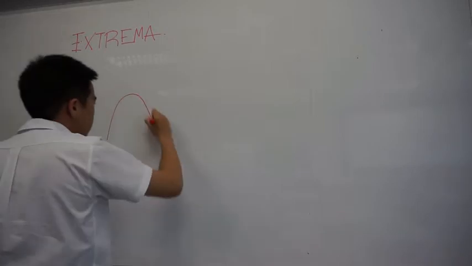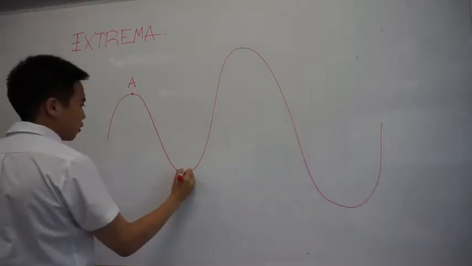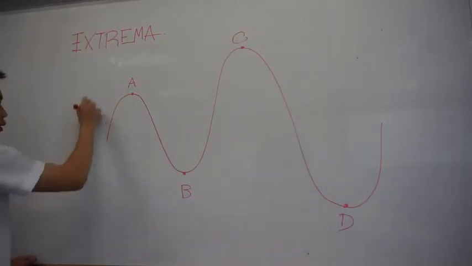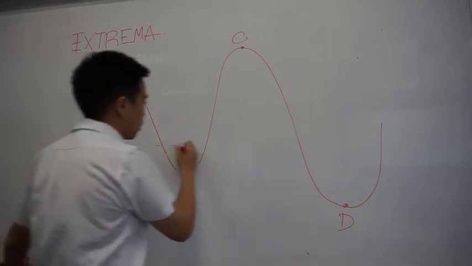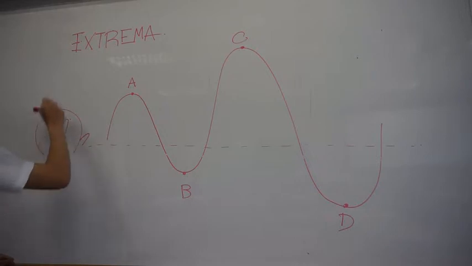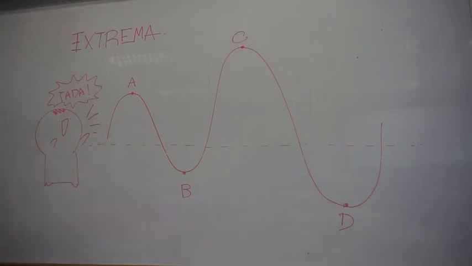Extrema, the highest and lowest points in the graph, can be separated into two types. First is the global point, which are the global maximum, the highest value in the function, and the global minimum, the lowest value in the function. Second is the local point. Any other points which are not global points are called local points.